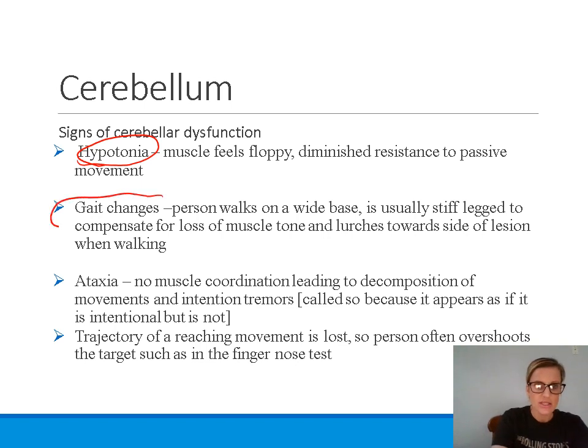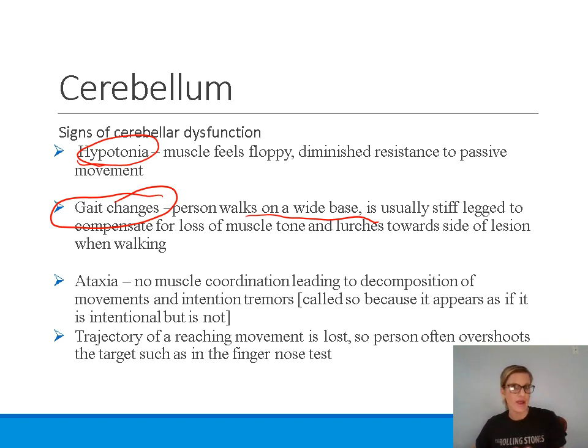There are typically gait changes, so changes in the way that the person walks. One, they typically walk on a wide base because they don't have coordination. You lose that muscle coordination because you don't have cerebellar guidance any longer. So movements are not coordinated. So the walking feels uncoordinated and balance feels off. So the person walks with a wide base, right, with the legs spread wide to try and compensate for that.